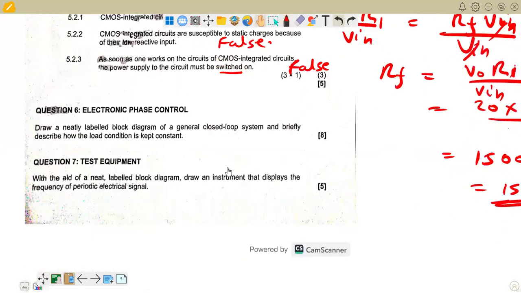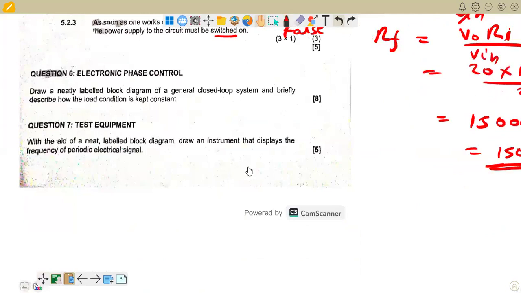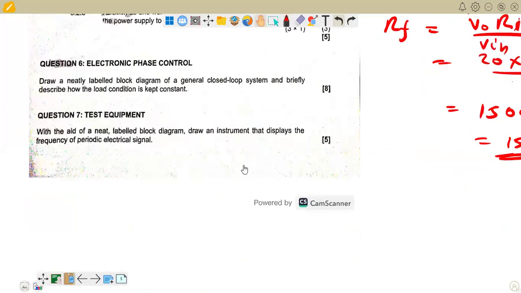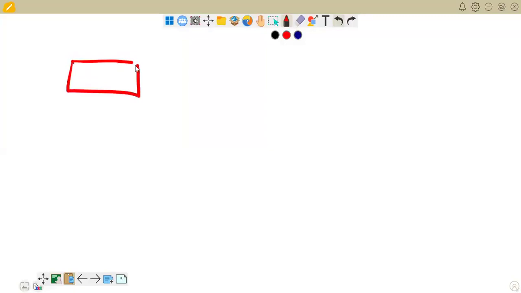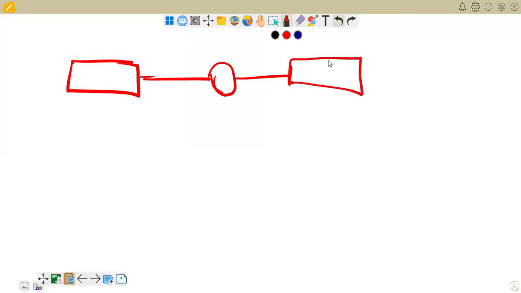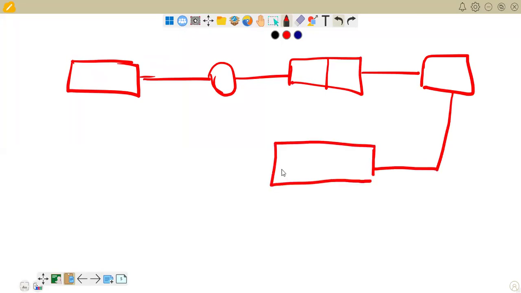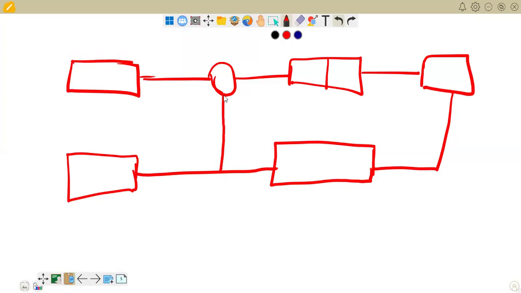Draw a neat labeled block diagram of a general closed loop system and briefly describe how the load condition is kept constant. So we will have to draw it first quickly. Here we have the reference input. Then here we have the SCR, the RC trigger circuit. Then we go to the load, and then there is the feedback network. And lastly, this is the display unit, giving back again to the comparator at this point. There is our diagram, so we just label it quickly.